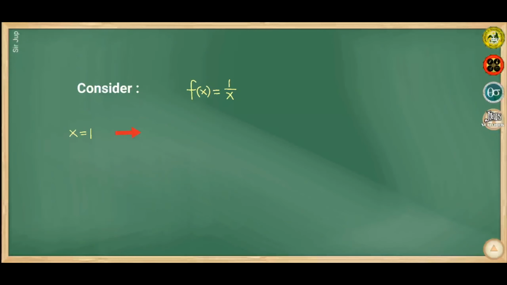If x equals 1, then f of 1 equals 1 over 1 equals 1. If x equals 10, then f of 10 equals 1 over 10 equals 0.1. If x equals 100, then f of 100 equals 1 over 100 equals 0.01.